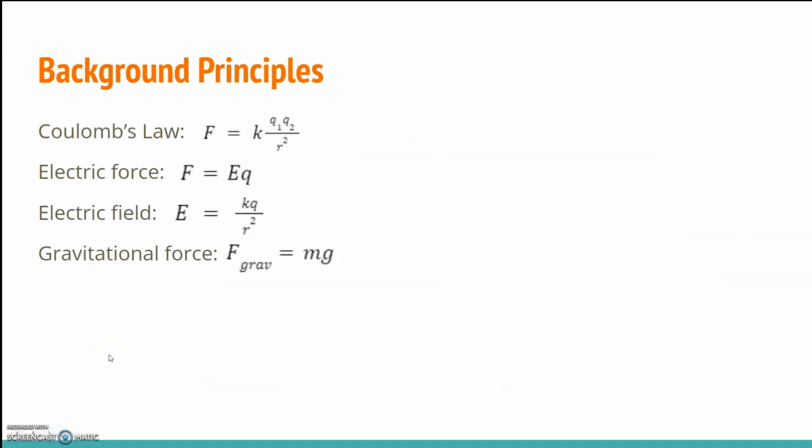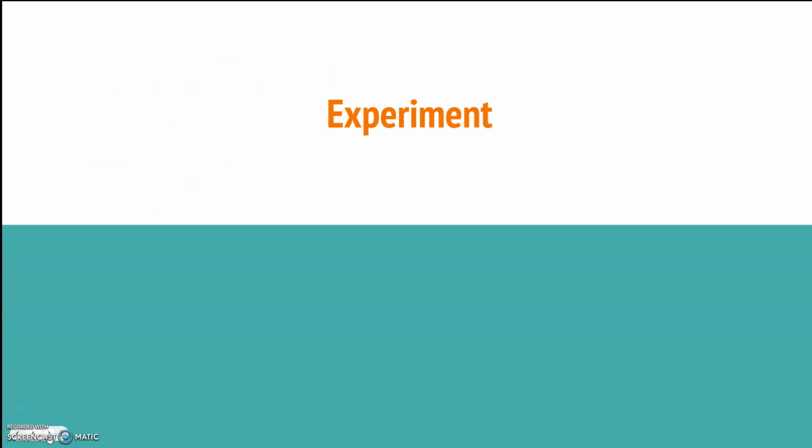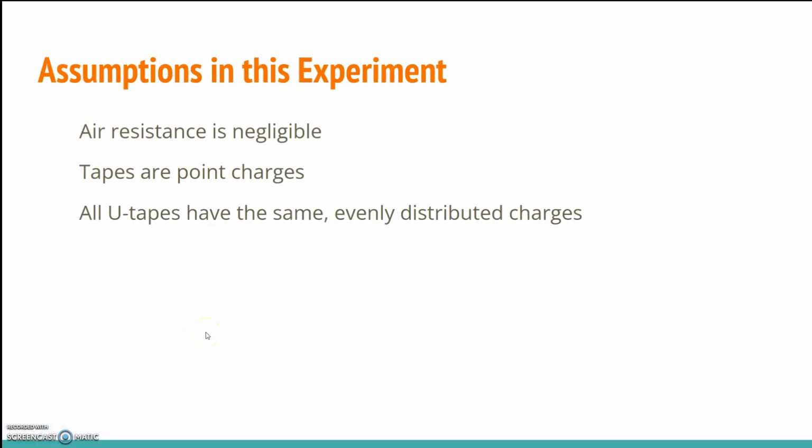Some background principles that are really important to understand as part of this lab are Coulomb's law, the idea of electric force and electric field, and of course gravitational force. All these things are going to have some interplay into how we calculated that result on the last slide. So now on to the experiment itself. Some assumptions that I made going into this were that air resistance is going to be negligible on the two tapes, that the tapes are point charges, and that all of these tapes, called U-tapes, have the same evenly distributed charge.